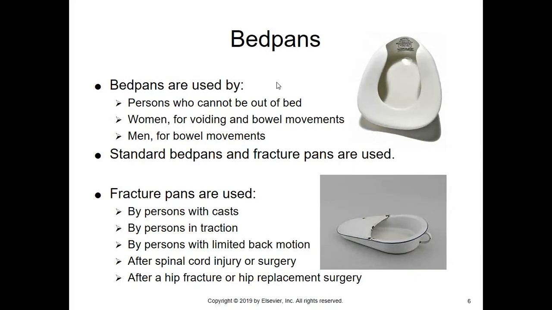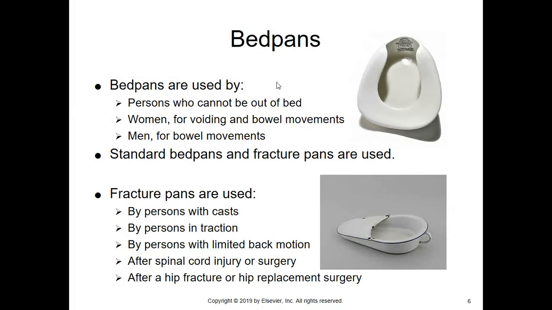Okay. Women use them for voiding and bowel movements. So women use them to urinate or have bowel movements. If I'm bedridden and I have to urinate, you're going to need a bedpan. If I have to have a bowel movement, you're going to need a bedpan because I cannot get out of bed. Men only use bedpans to have bowel movements. They use a urinal to urinate in, which is coming up in a couple of slides. So ladies will urinate and have bowel movements in bedpans. Men will just use it for bowel movements.